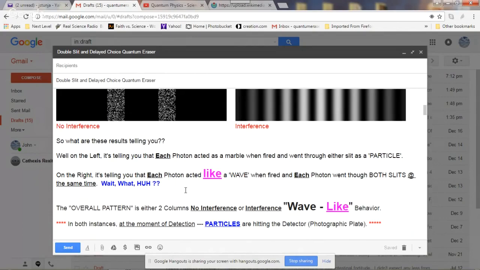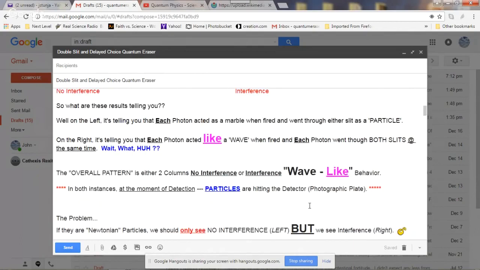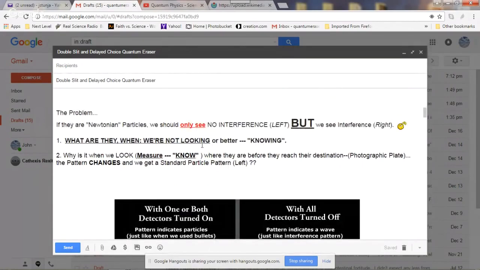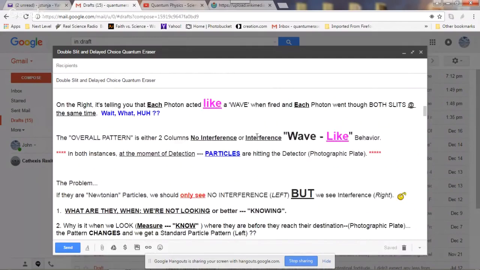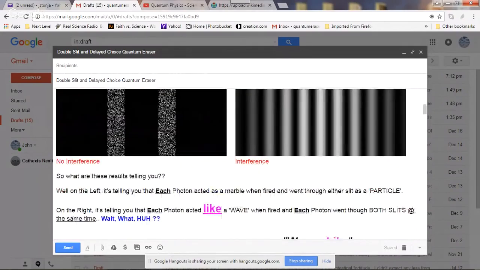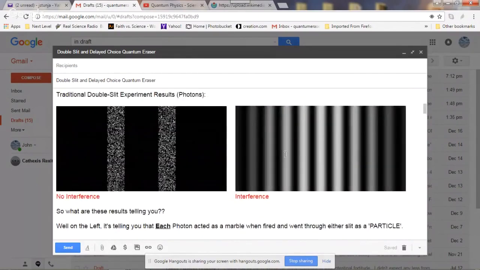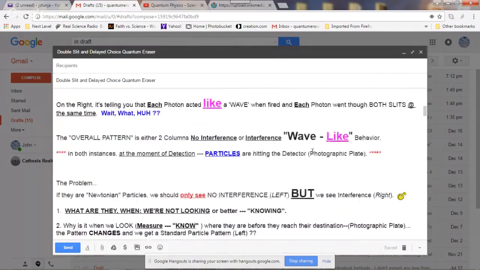Overall pattern is either two columns, that's no interference, or wave-like behavior. And as I said, in both instances, at the moment of detection, particles are hitting that detector or photographic plate. The problem? If they're Newtonian particles, we should only see no interference on the left over here, if they were just Newtonian particles. But we see interference to the right. That's a problem.